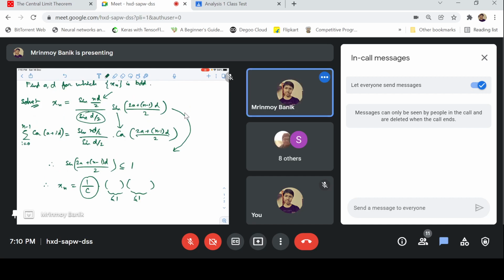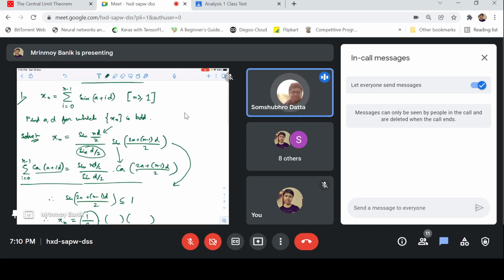No, it's the formula for the sum of an AP sequence of cos, like this one, sum over i from 0 through n minus 1 of cos(a plus id). That sum is equal to sin(nd/2) by sin(d/2) times cos of that thing. Actually, I didn't understand the formula you used above.